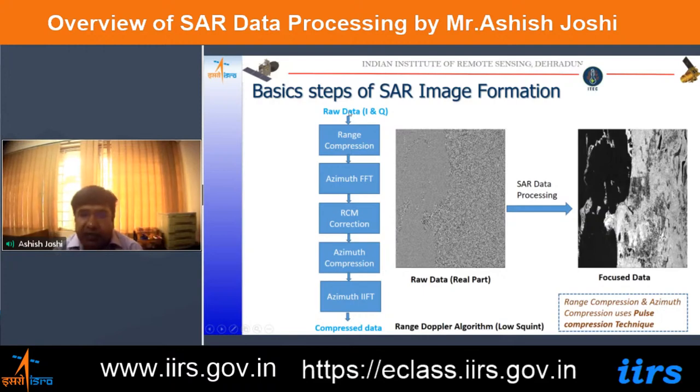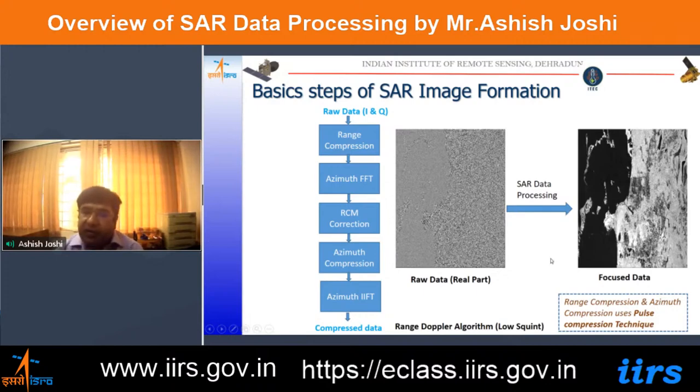This is the basic flow chart of the range Doppler algorithm for low squint data. First we do the range compression, then we take the azimuth FFT, then RCM correction, then azimuth compression, and then the azimuth IFFT. This is the raw data of the SAR signal, and this is called the focused data. This is called level 0 data, and this is called level 1 data.